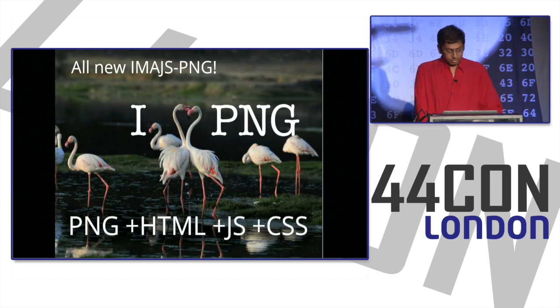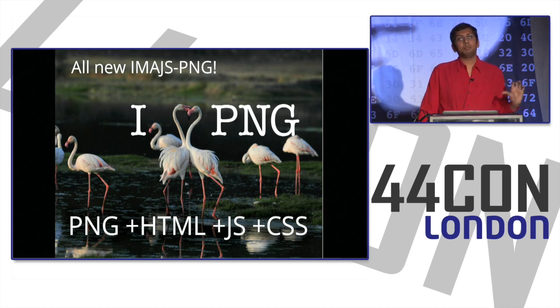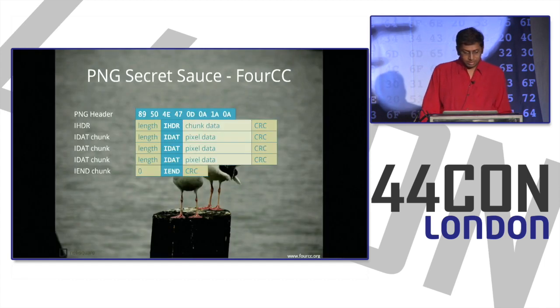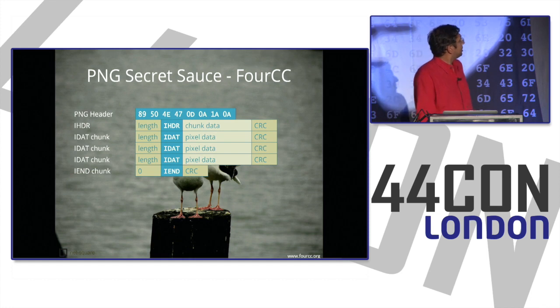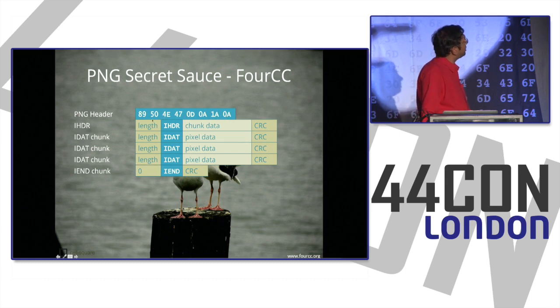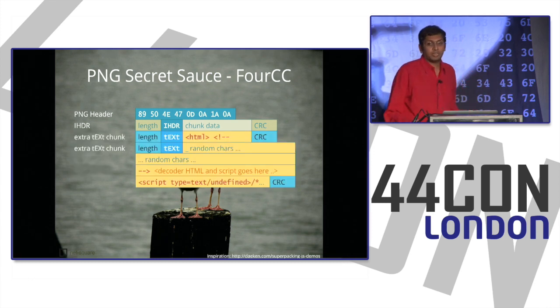With PNG, it's a very similar thing. PNG is made up of what are called 4CCs, four character codes. Everything begins with a PNG header, which is fixed, and this is the exact sequence of the PNG header. Then all the other segments are length prefixed with a four character marker code, and then you have the chunk data and CRC. Somewhere in here, I can hide text markers.